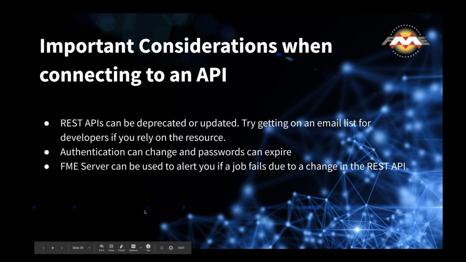Authentication, always good to stay on top of that as well. Passwords can expire, so you'll need to make sure to maybe mark it on your calendar and keep an eye on those as well. But what's nice, once you have your jobs in FME Server as well, you can actually configure those jobs to alert you if anything fails. So if there is a change in the REST API that you weren't expecting, or a password changed on you, you can have it send you, say, an email or a Slack message if something goes wrong with your jobs.